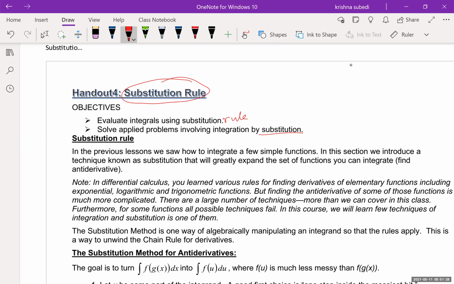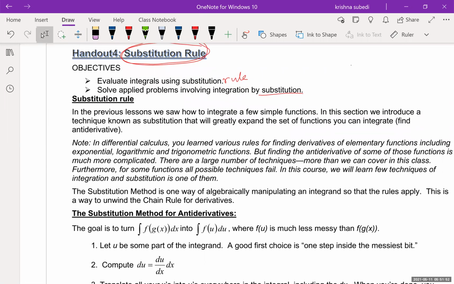For example, substitution rule, integration by parts, numerical integration, and so on. Integration by partial fraction, trigonometric substitution. There are so many methods, but today we will focus our attention on one method, which is called substitution rule. And later in our next class, we will talk about integration by parts, integration by partial fraction, numerical integration, and those other different techniques to evaluate the integral. But today, let's talk about substitution rule.